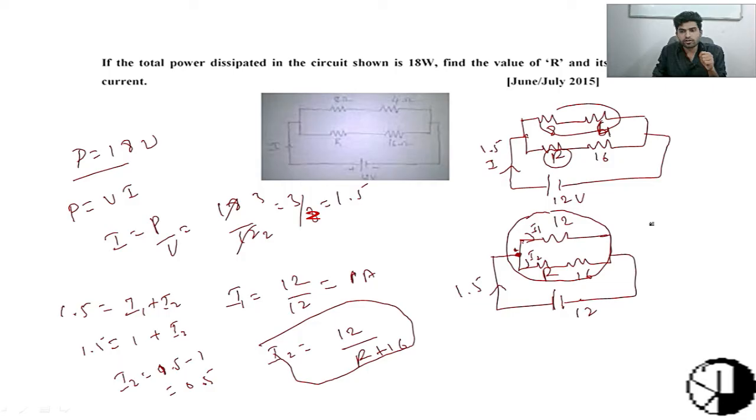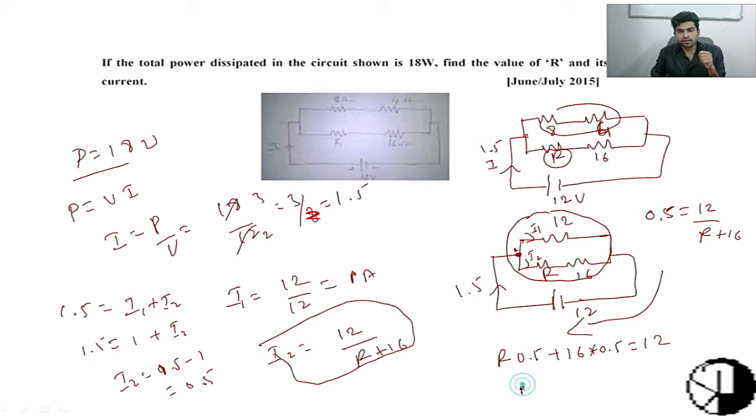So I2 is equal to what? 0.5 is equal to 12 divided by R plus 16. So cross multiplying, R into 0.5 plus 16 into 0.5 is equal to 12. So R into 0.5, that is R by 2, plus 16 by 2, which is 8, is equal to 12.